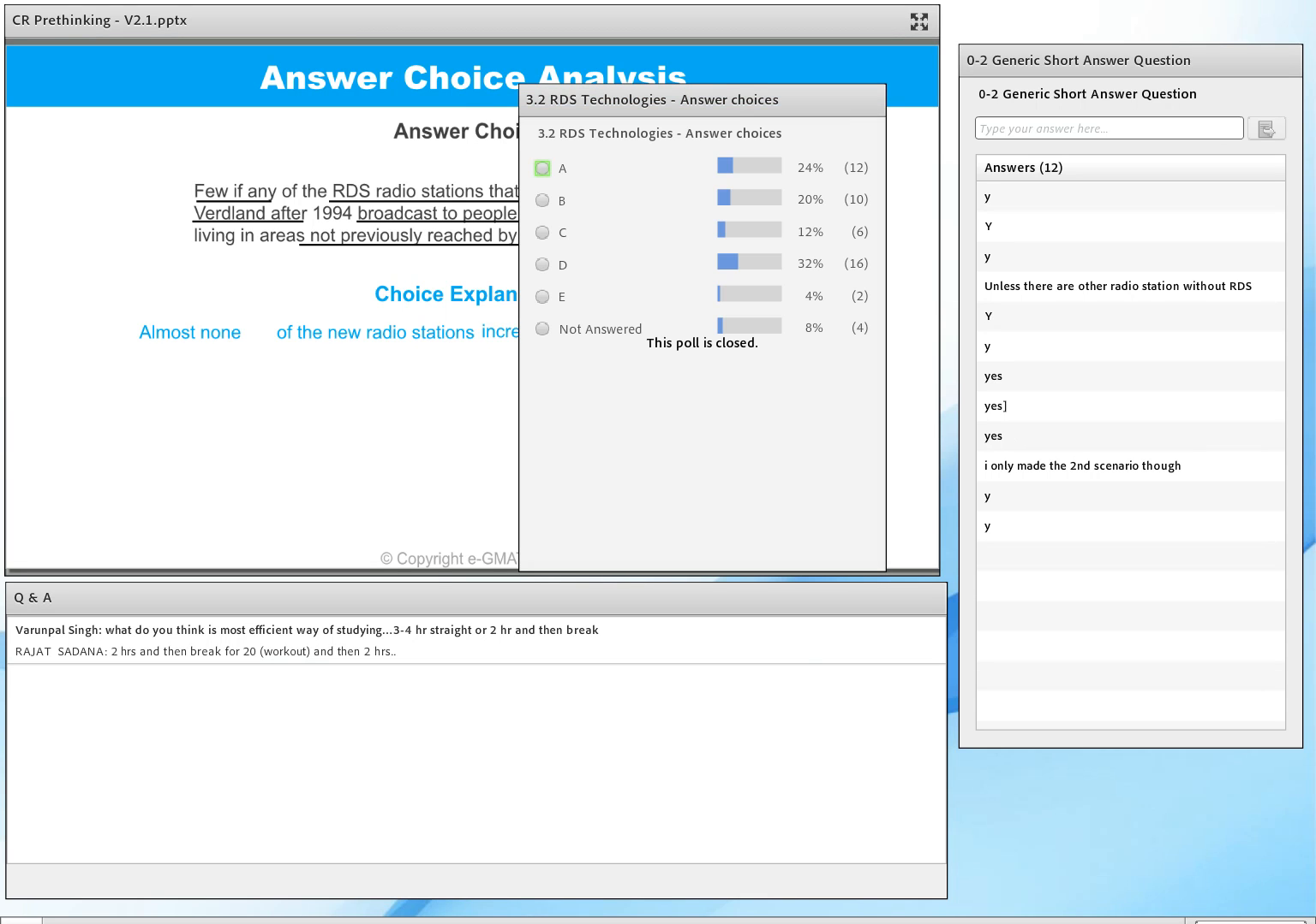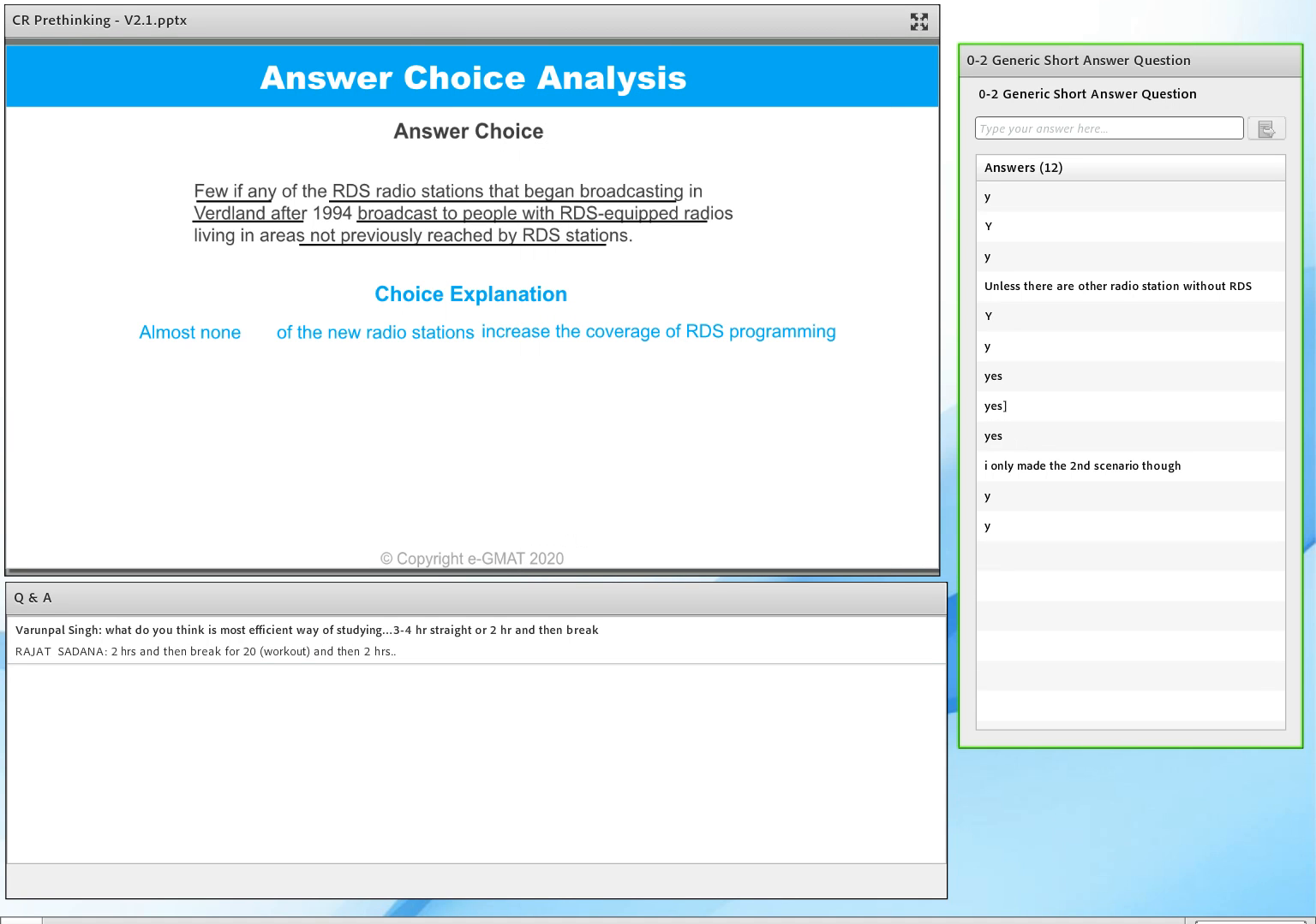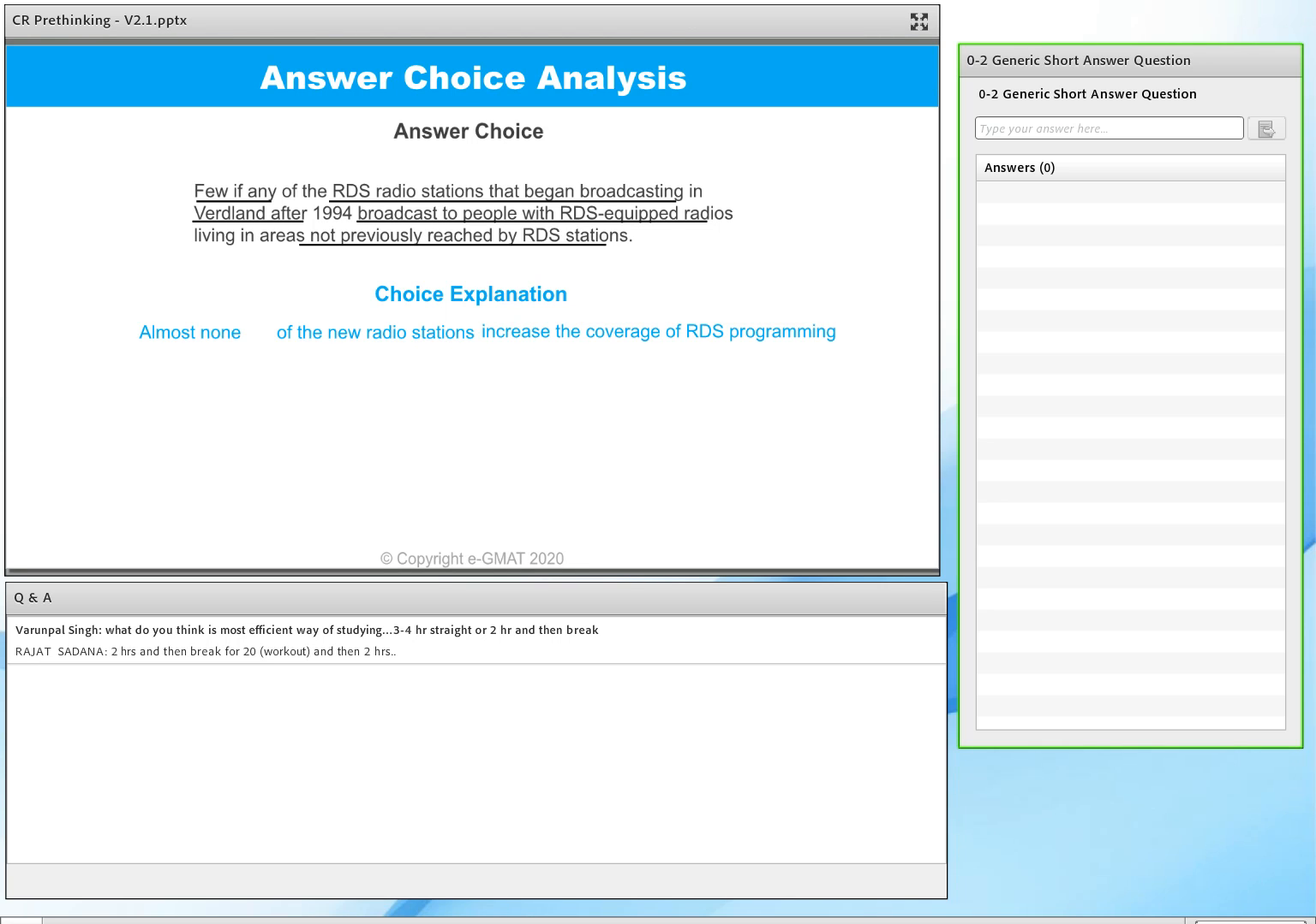Here's RDS Technologies. Here's how you guys polled. A lot of people love choice D. A lot of people love choices A and B as well. The only choice that people didn't like was choice E. All right. Choice A is our correct answer. It's in line with our first pre-thinking.